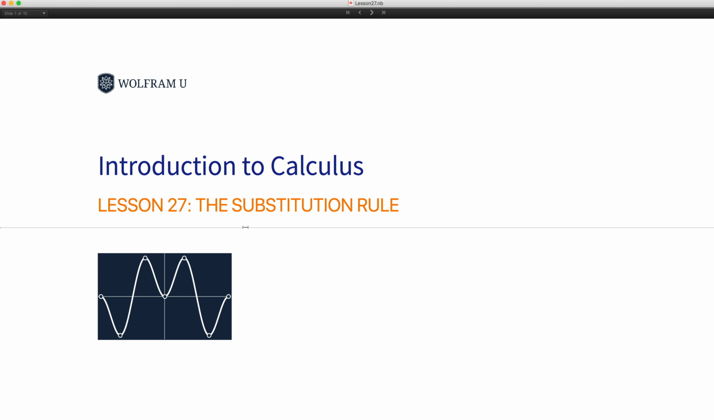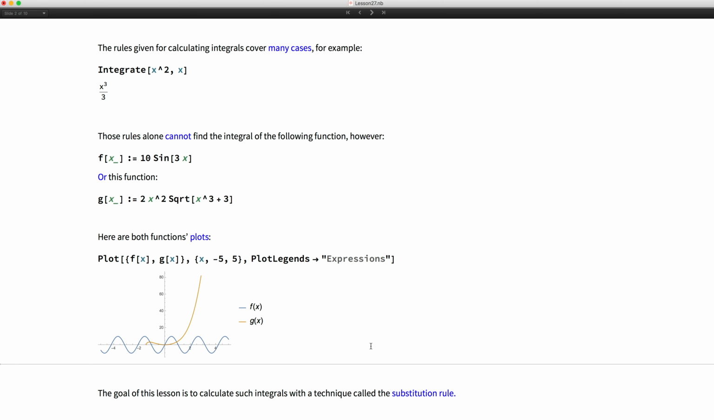But the rules we learned cannot help us in more difficult cases. For example, if I give you the function 10 times sine of 3x, then those rules will not work, and they will not work for this harder problem involving a square root, a radical. You know the functions and their plots, and these are quite interesting functions, so surely you would like to integrate them. The question is, how do we do that? And that is the goal of this lesson.